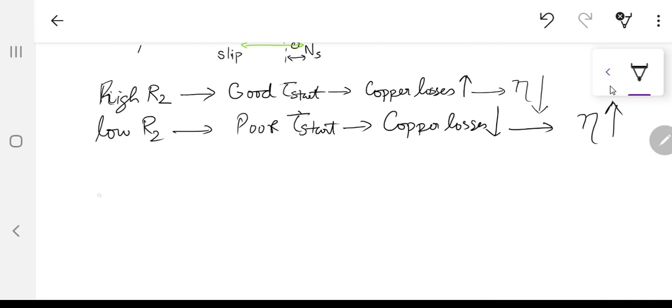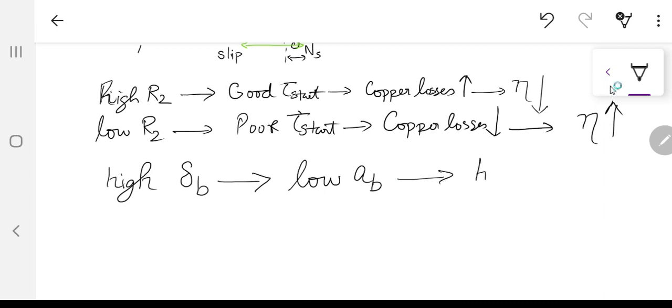This means that if you are going to have a high value of the current density of the bars, this is very important. If you are going to have a high value of the current density of the bars, this means that you are going to have a low value of A_B. What is A_B over here? A_B is the cross-sectional area of the bars. And so if you have a low value of A_B, you are going to have a higher value of the rotor resistance.